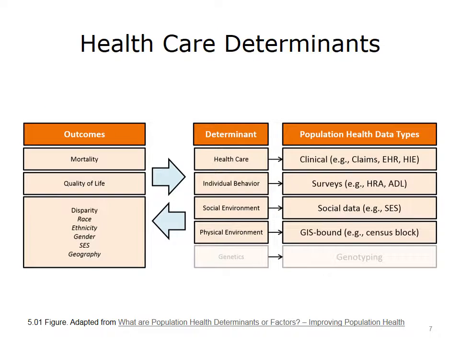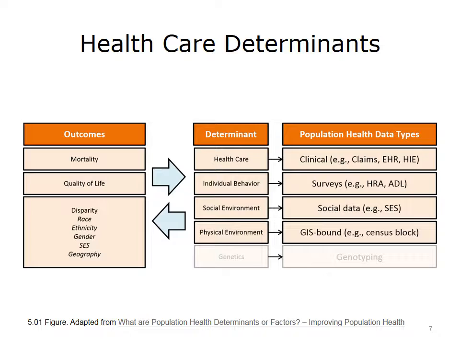Before starting to go through the common data types used in population health analytics, it should be noted that all data types fall somewhere within the stack of health determinants. As depicted in this diagram, various health determinants, or health factors, map with specific data types of population health data systems. For example, the healthcare stack of health determinants matches with most of the clinical data used for population health, such as claims, EHRs, and HIEs.